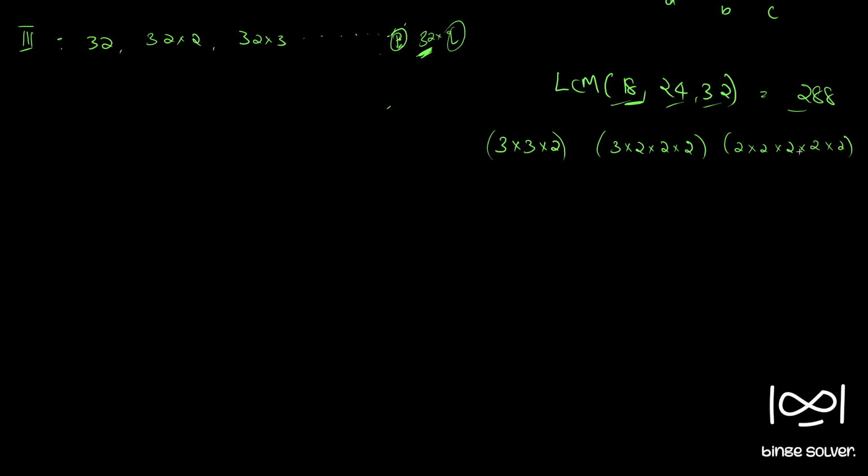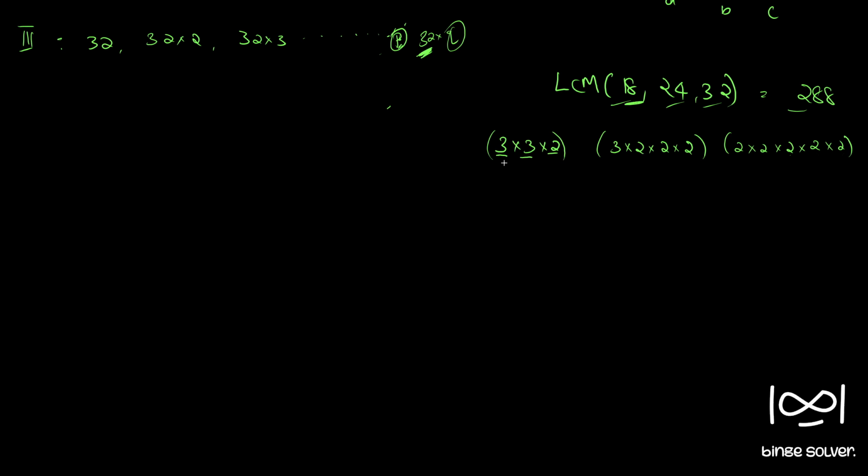2, 4, 8, 8 into 2, 16, 16 into 2, 32. So this is how we factorize. Now to find the LCM, we take from each number, we will take each factor if we haven't already taken that.